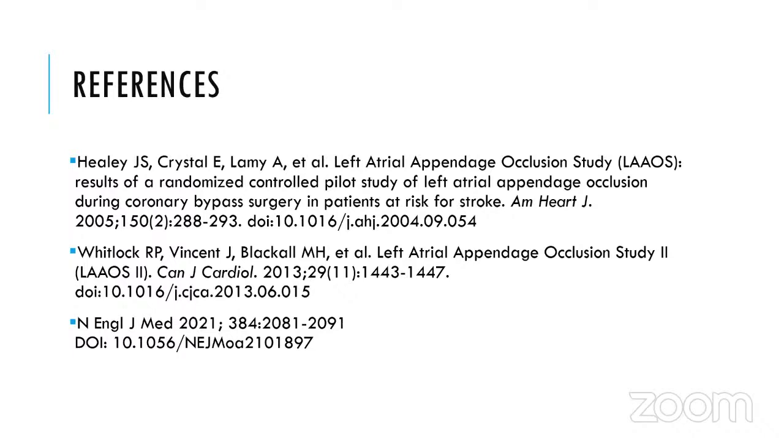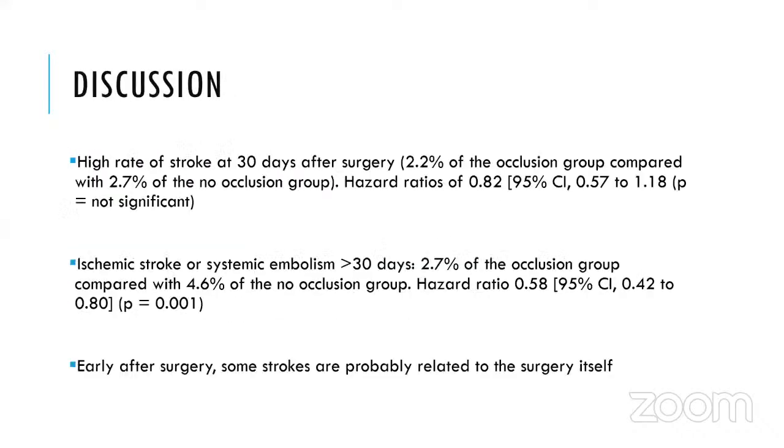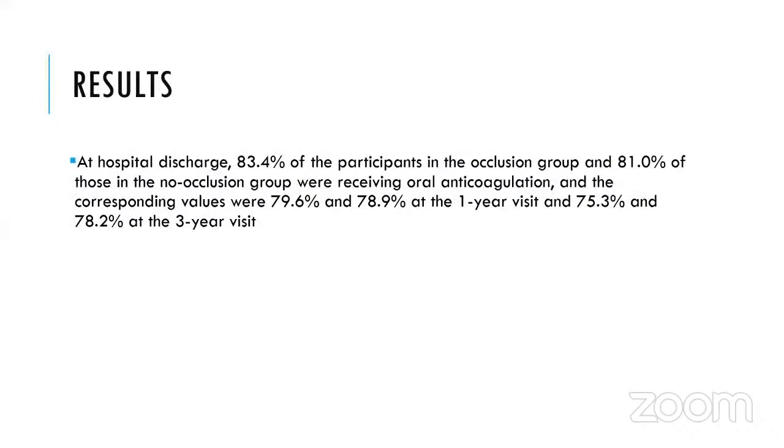I have a question on this point also. Is there any mention in the study that for how many patients or the percent of patients who stop the anticoagulants after closure of the left atrial appendage? Yes, here in the slide, at hospital discharge, as we said, that 83% in the occlusion arm were receiving anticoagulation. At 1 year, it dropped down to 79%, and after 3 years, it was 75%. These are the patients who had their left atrial appendage occluded.